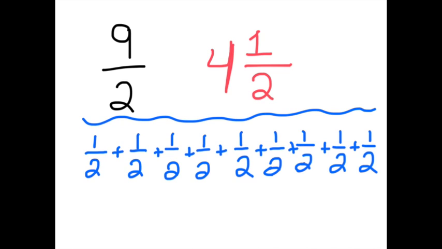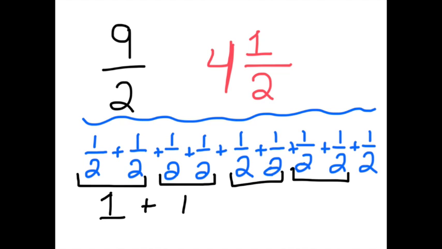Well, I know that every 2 halves creates 1. Okay, 1 half plus 1 half, well, that's a 1. Okay, so that's all the pairs I have. So that's going to be 1 plus 1 plus 1 plus 1 plus whatever's left over, which is a half. Look at there. Okay, 1, 2, 3, 4 plus a half. 4 and a half. Okay, so that's really what we're doing when we turn improper fractions into mixed numbers.